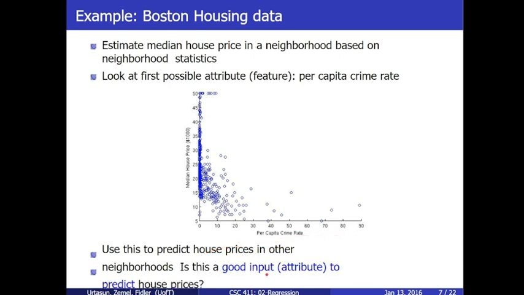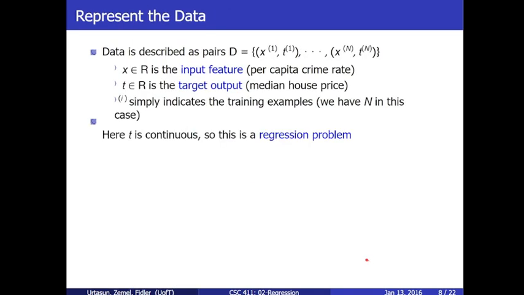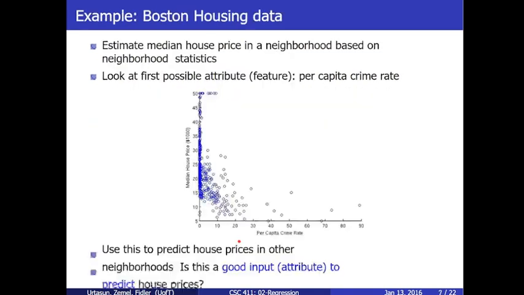Is this a good input to predict house prices? I would argue yes, it is, because, like I stated, the crime rate has a direct correlation with the price of a house.